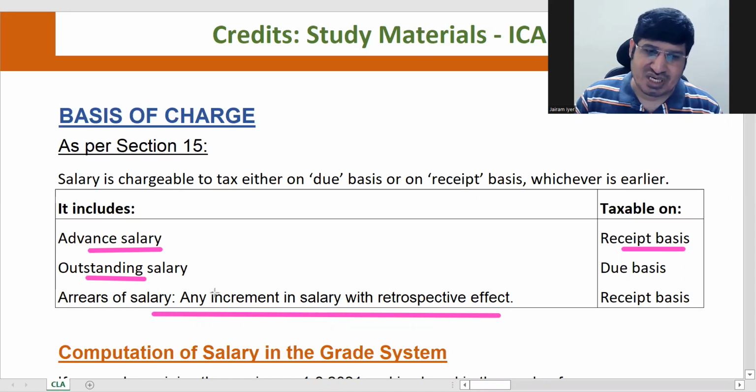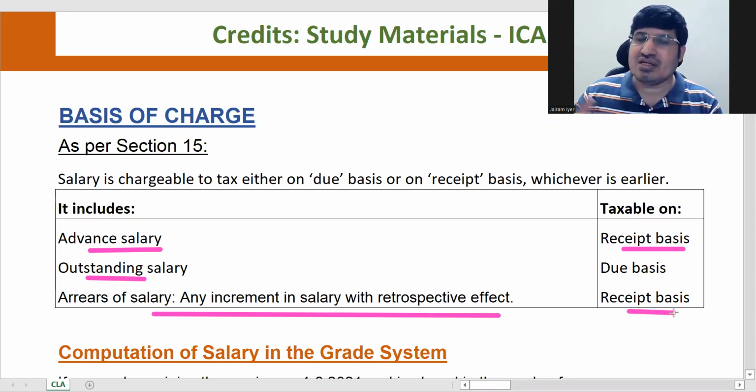Here, in arrears of salary, you get the amount and only then you come to know about their calculations and all that.